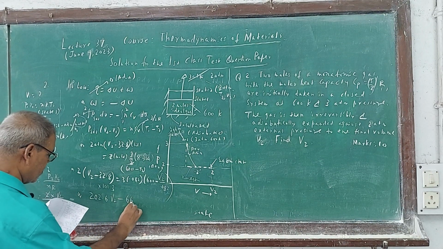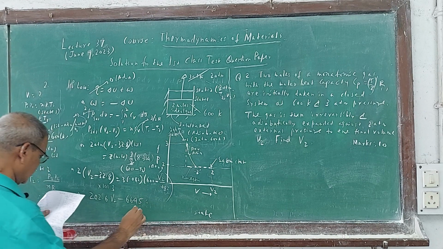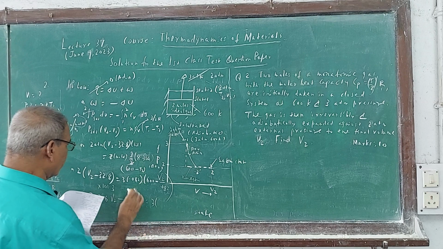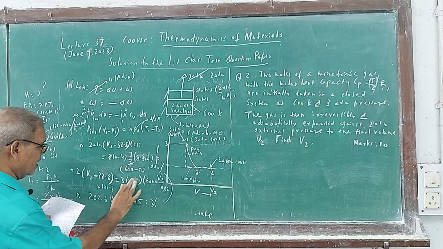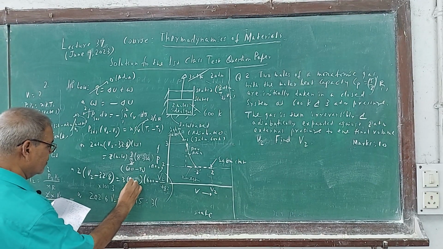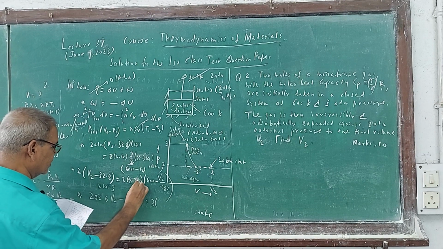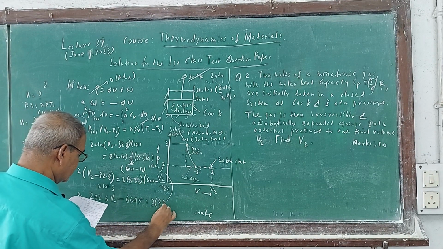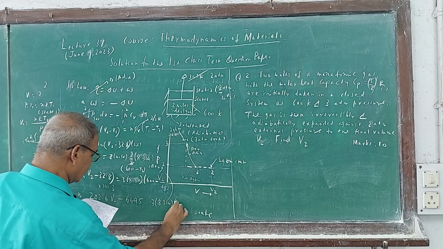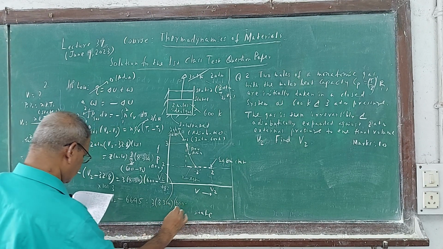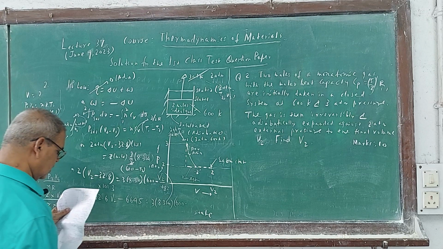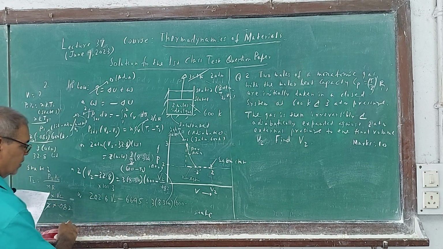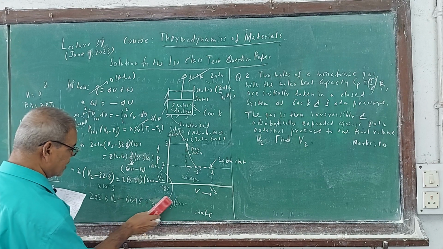You check the calculation. 3 into 8.314 into 600 minus this. This is the result I'm writing.